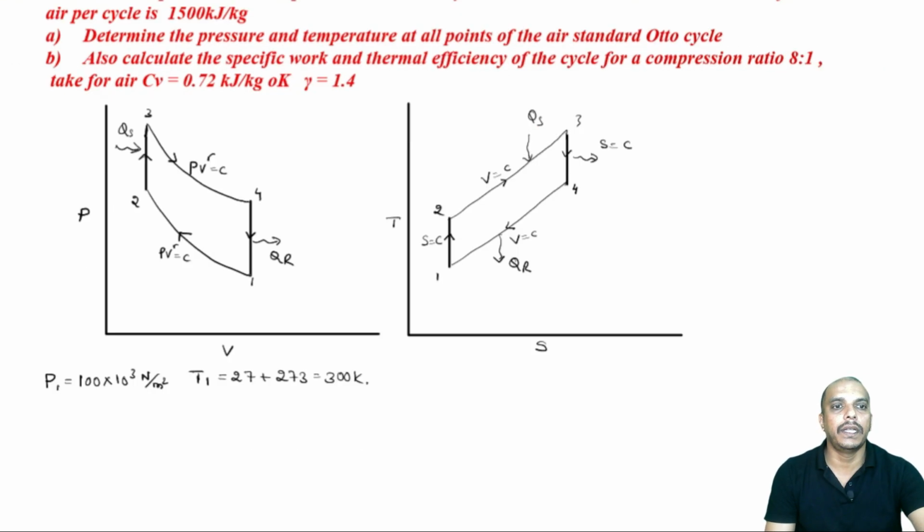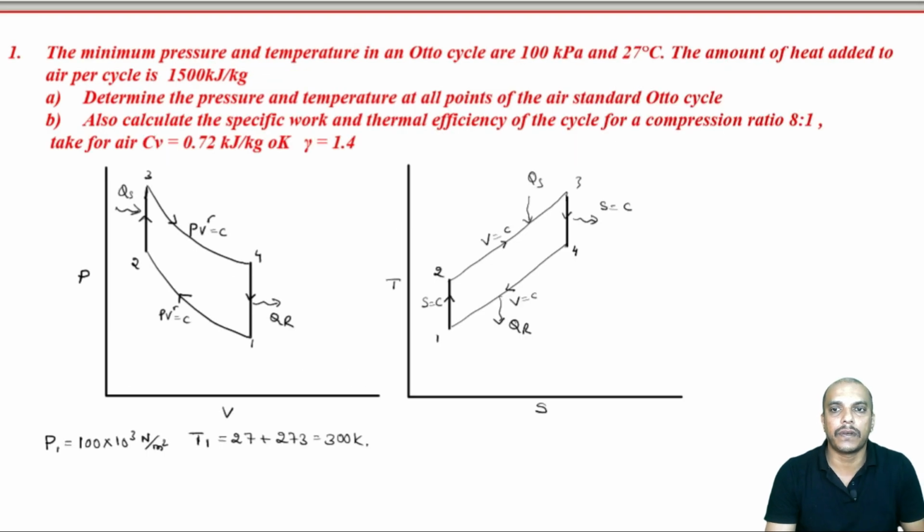The amount of heat added is given, 1500 kilojoule per kg. So, Qs is given per kg. Mass is not given, so per kg. For every kg of air which we are circulating here, the amount of heat which I have to supply is 1500 kilojoules.